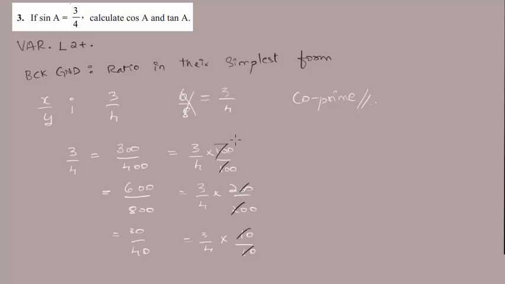Guys, we don't know this. When they tell sin A is 3 by 4, the triangle sides could be 300 centimeter and 400 centimeter. It can be 600 centimeter or 800 centimeter. It can be 30 centimeter also, or 40 centimeter also. So always for such problems, we assume that let k be the unknown constant that is common between the numerator and the denominator. Let me make it clear by drawing the diagram and starting off with the problem.